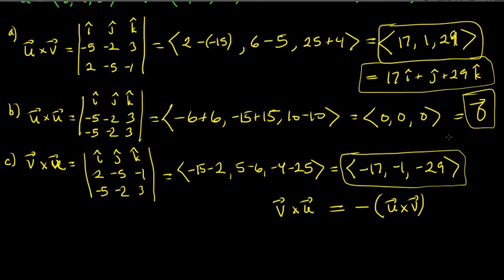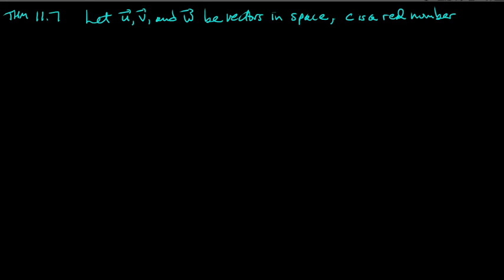So now we have, again, a theorem with all the properties. Okay, so we have three vectors, u, v, and w. These are vectors in space, and these will not work if they're vectors in the plane. c is a real number, or a scalar. The first part is what I just mentioned: if you take the cross product of u and v, and the cross product of v and u, you do not get the same thing. You get the opposite. Not like the dot product where you get the same thing when you change the order. When you change the order in the cross product, you get the opposite vector.